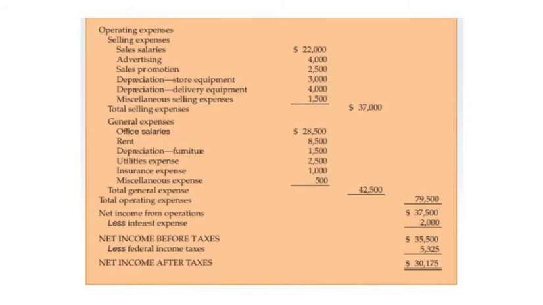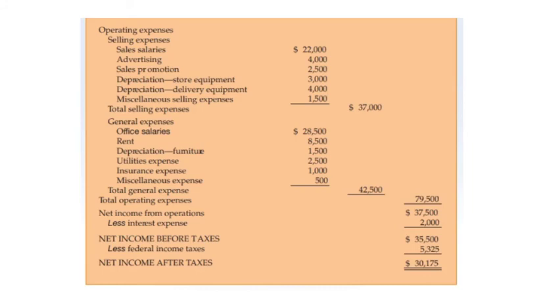$37,500. Interest expense of $2,000 is deducted from net income to obtain a net income before taxes of $35,500. The interest expense is deducted in this section of the income statement because it is not an operating expense. Rather, it is an expense that results from financing the business. Northeast's federal income taxes are $5,325.